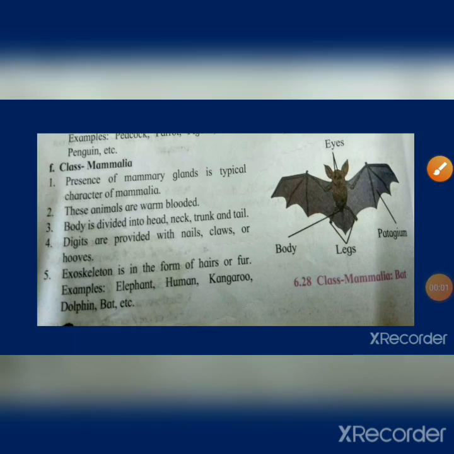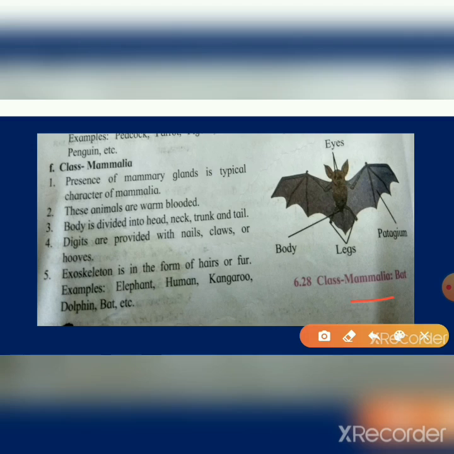Class Mammalia. Presence of mammary gland is a typical character of Mammalia. These animals are warm-blooded. Body is divided into head, neck, trunk, tail. Digits are provided with nails, claws or hooves. Exoskeleton is in the form of hair or fur. Example, elephant, human, kangaroo, dolphin, bat, etc. We'll see here the figure of a bat. Bat is a mammal here, and eye, then body, legs and patagium.